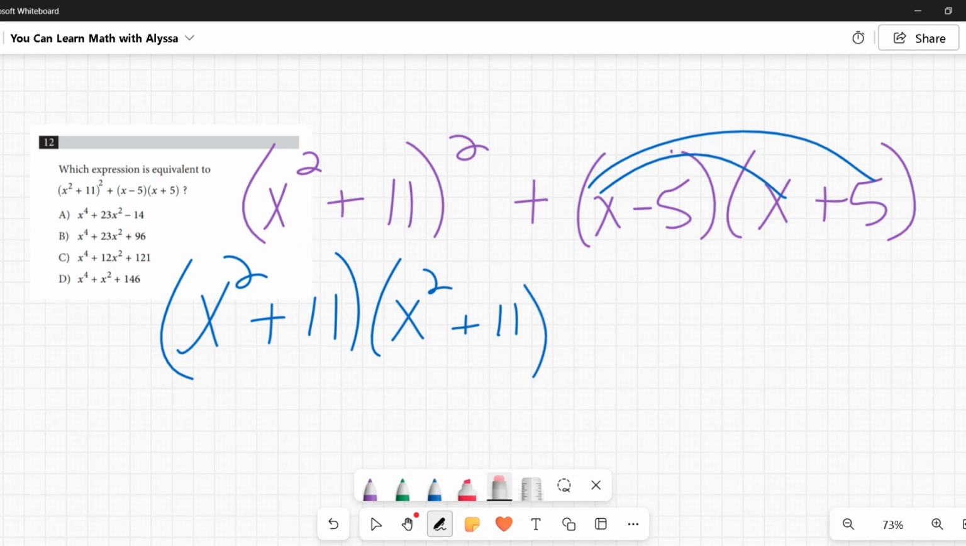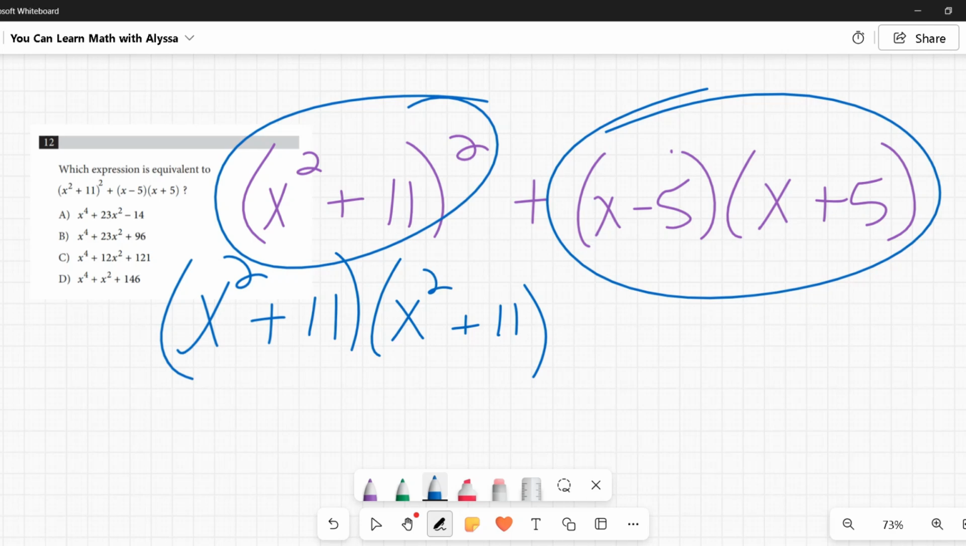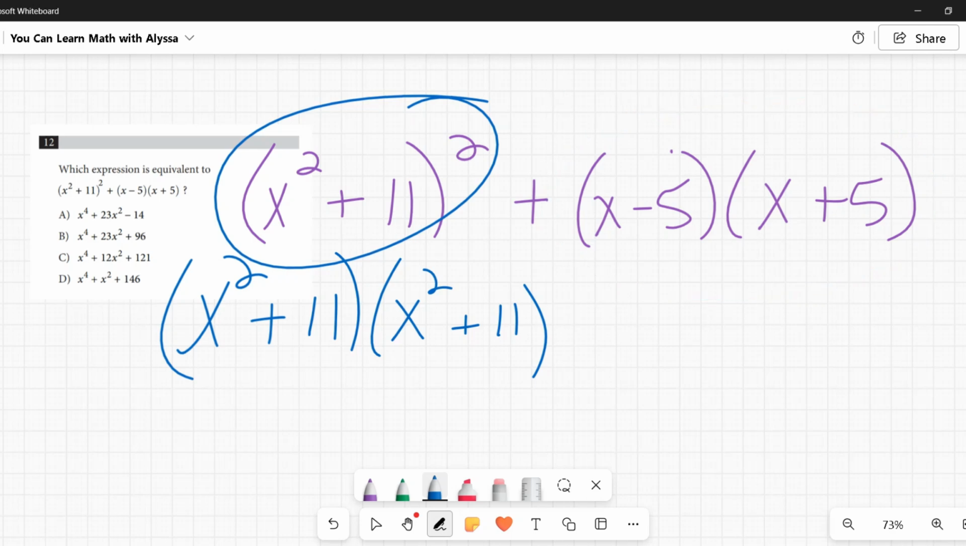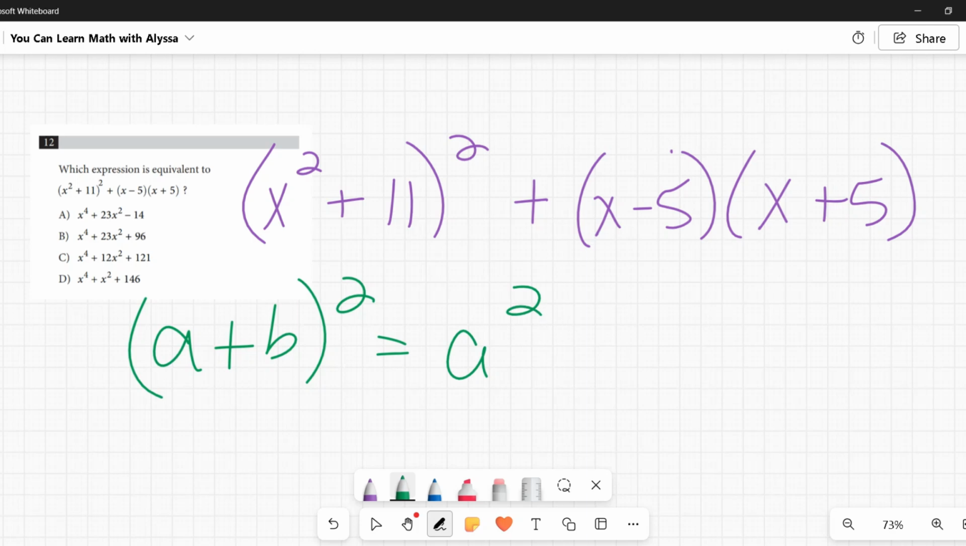But you also can use shortcuts if you remember those. If you remember the shortcuts for perfect squares and difference of squares, you can do that. So I'm going to show you what those are. The shortcut for perfect squares says that if I have a plus b squared, it is equal to a squared plus 2 times a times b plus b squared.